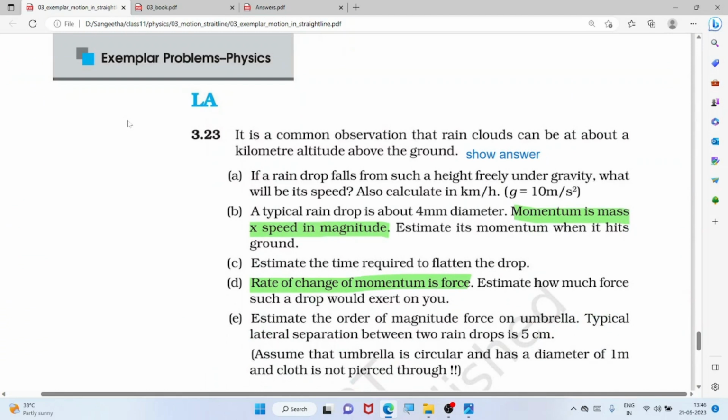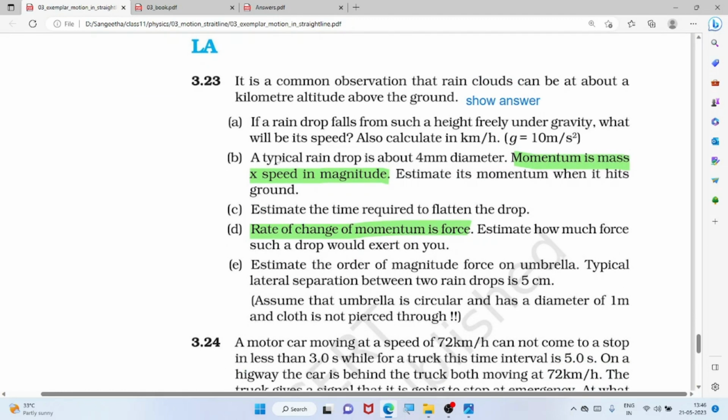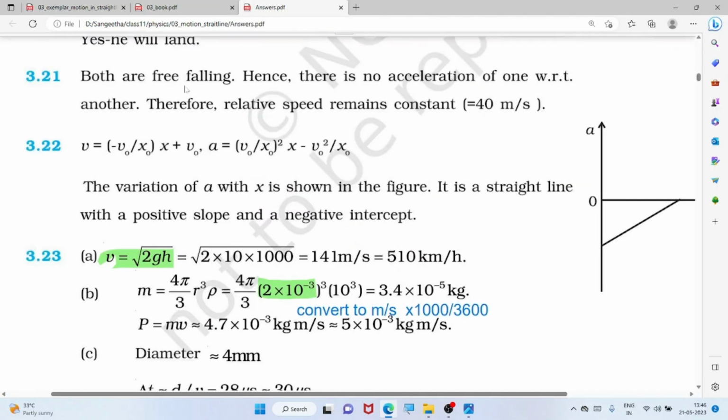It is a common observation that rain clouds can be seen about a kilometer above the ground. If the raindrops fall from such a height freely under gravity, what will be the speed? Also calculate it in kilometers per hour. They are asking in kilometers per hour instead of meters per second. For typical rain, the answer is given.